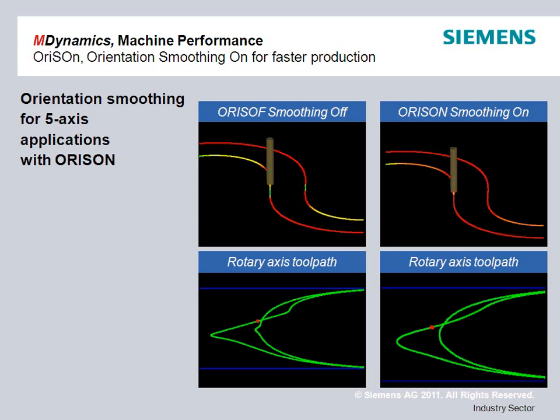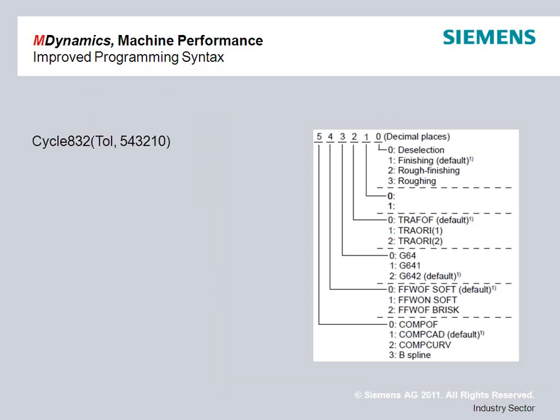The ORI S statement that we keep seeing, ORI S for smoothing, ON for on, and ORI S O for smoothing off, are all we need to use to activate this. There's a tolerance for this as well, but that tolerance is typically set in cycle 832 for you. And these can even be incorporated in with your cycle 832 call, depending on the application.